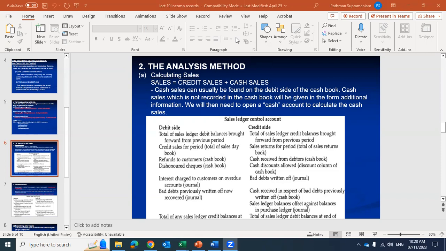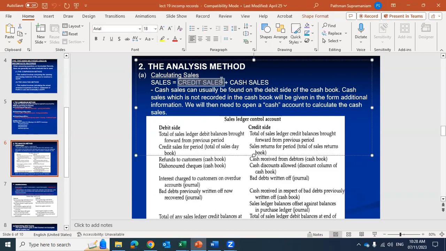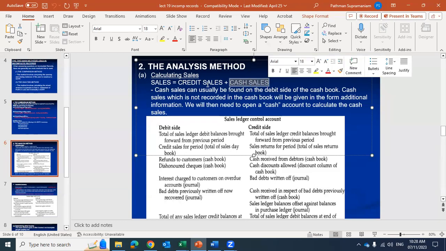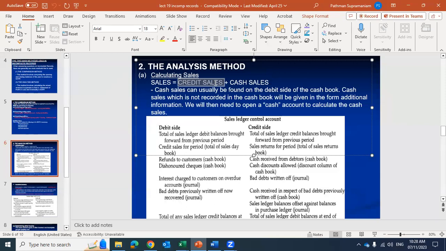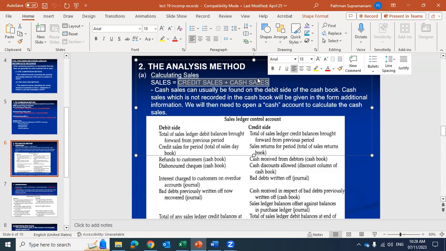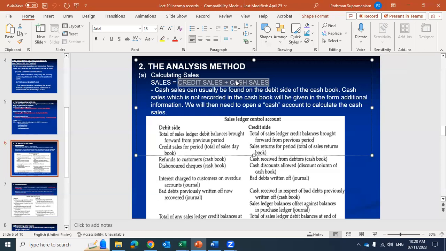Since we are preparing the SOPL, the first item in the SOPL is sales. As you have learned before, sales comprises credit sales and cash sales. However, some questions might not have credit sales, only cash sales, then your total sales will be the cash sales. Or it can be the other way around: there is no cash sales, only credit sales, then that will be your total sales. But most questions come with some credit sales and some cash sales, so you need to look out for both of these and add them up. That would be the total sales to be recorded in the SOPL.